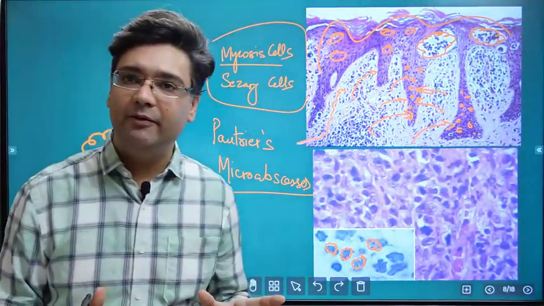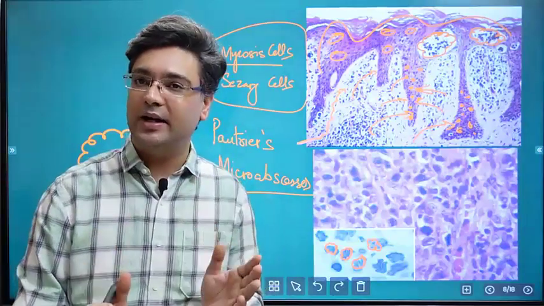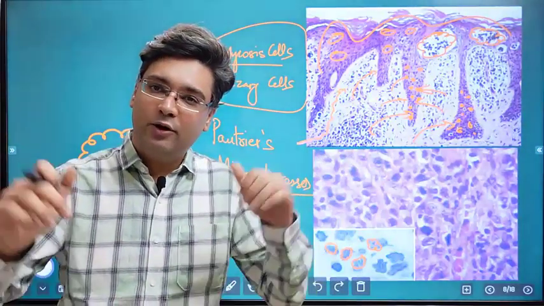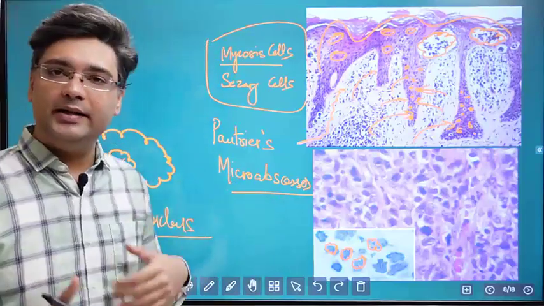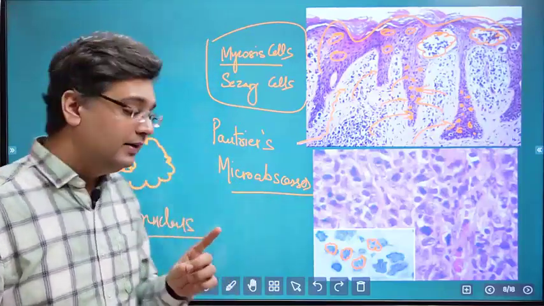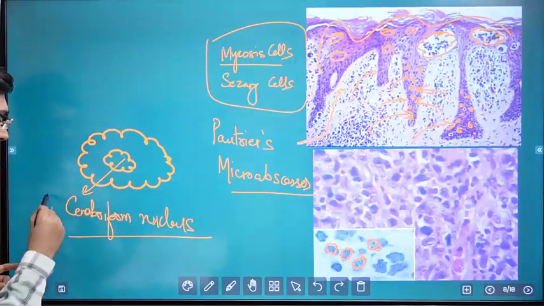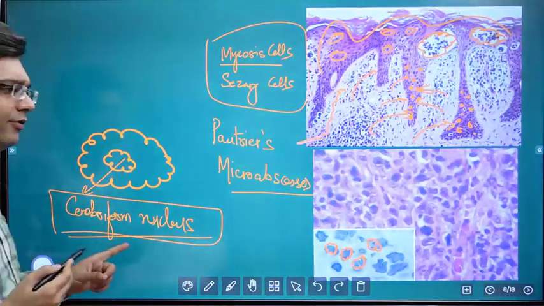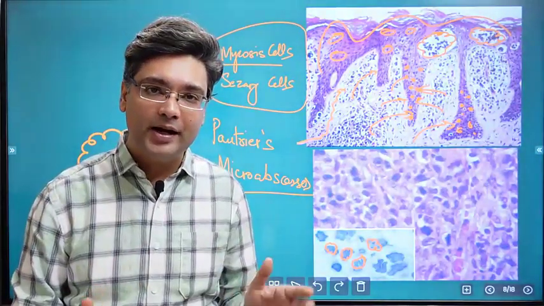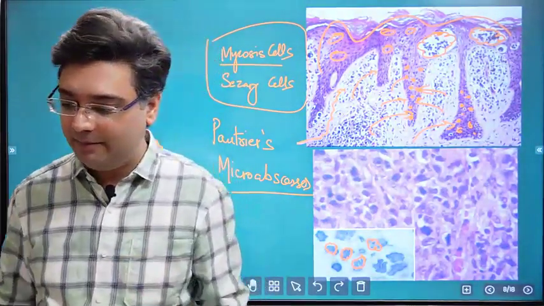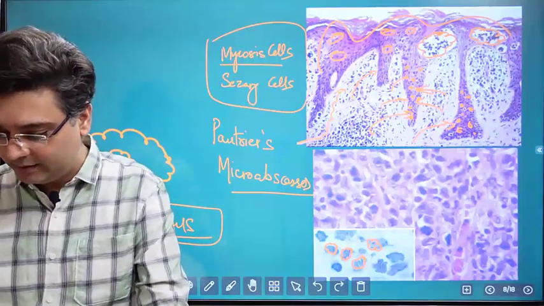Okay, cerebriform nucleus will not be seen in psoriasis. So Potrier's micro abscesses could be seen in both conditions, which is mycosis fungoides and psoriasis. But the cerebriform nucleus would only and only be appreciated in mycosis fungoides. It would never ever be a feature of psoriasis.